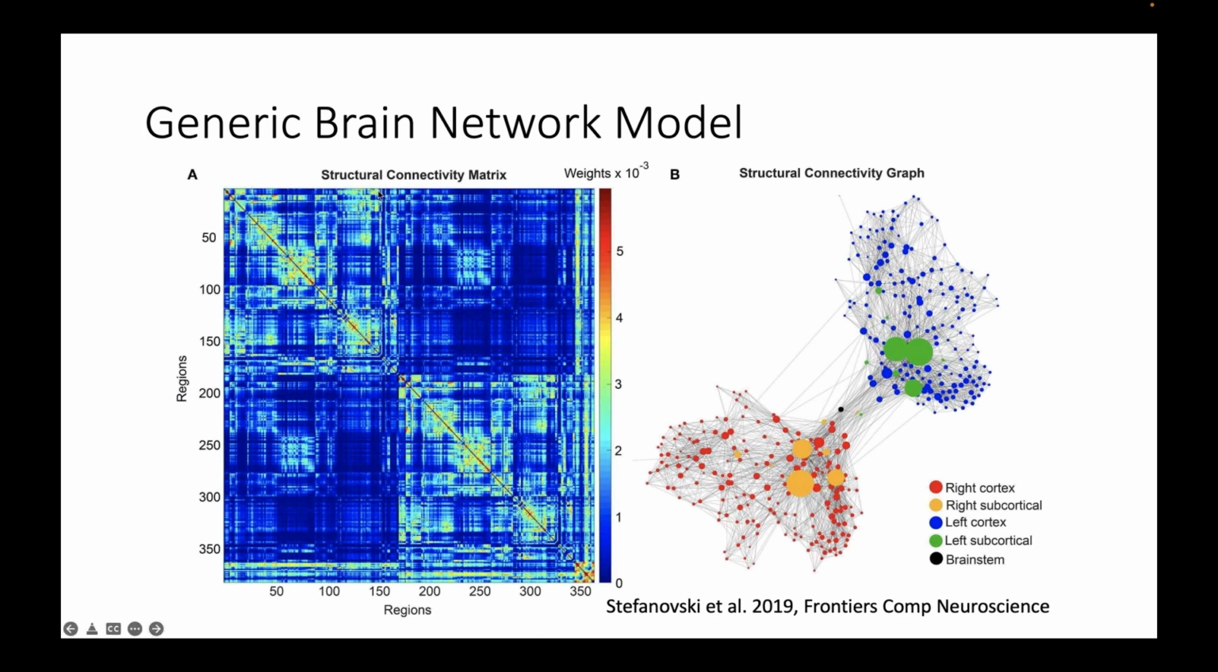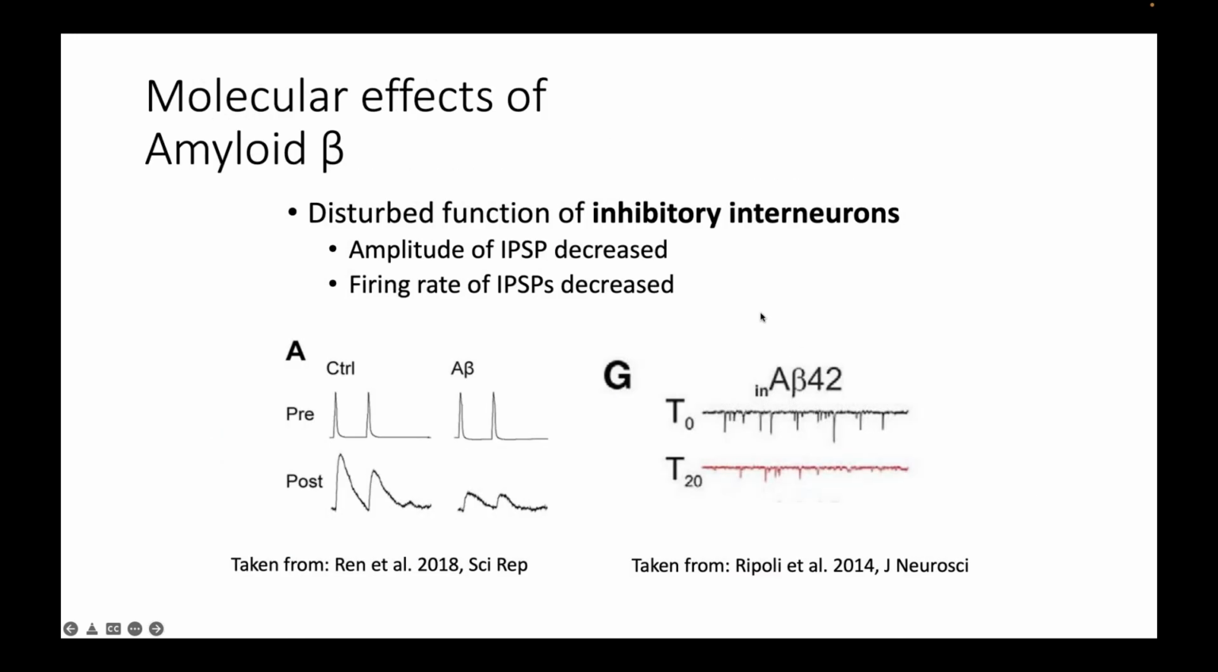And that looked like this. It's a typical structural connectome. When you draw it as a graph, you see very nicely that the hemispheres are separated, the brainstem is in the middle, and the hubs are subcortical regions which have a lot of connections. So now let's have a more detailed look at how we can implement this disinhibition phenomenon into the brain network model.